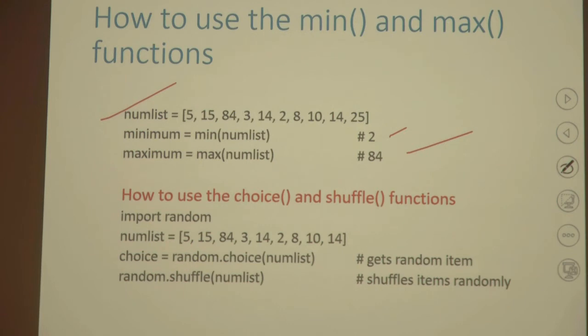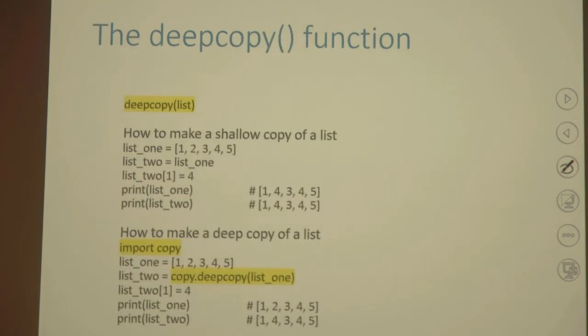Easy. If I need to use choice, I have to import the random module. Okay? Then I have to call it, as you see here, random.choice of num list. It will get a random item. I don't know what the random item is. Every time you run it, it will give you something different. And then shuffle, it will return the list, but shuffled. So if you are doing gaming or whatever.